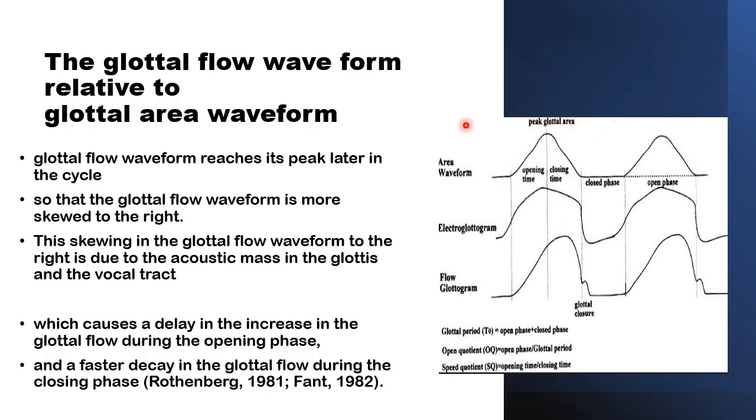To explore this non-linearity and the relation between the source and the filter, the glottal area waveform reaches a peak earlier than the glottal flow waveform. This is due to the skewing of the glottal flow waveform to the right in here. The cause for this skewing and the delay in reaching the peak is the inertia of the air mass just above the vocal folds during phonation, which causes a delay in the increase in the glottal flow during the opening phase of the glottal area, and also a more rapid decrease in the flow during the closing phase of the glottal area. So this shift to the right is a manifestation of the interaction between the source and the filter and their non-linear relationship.